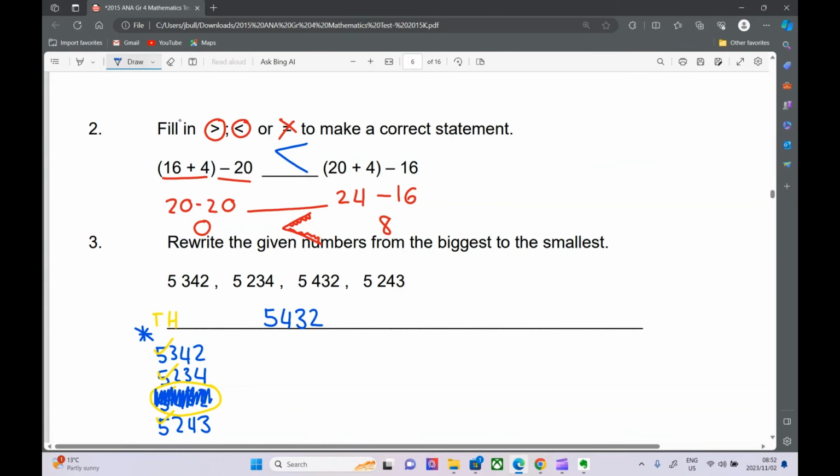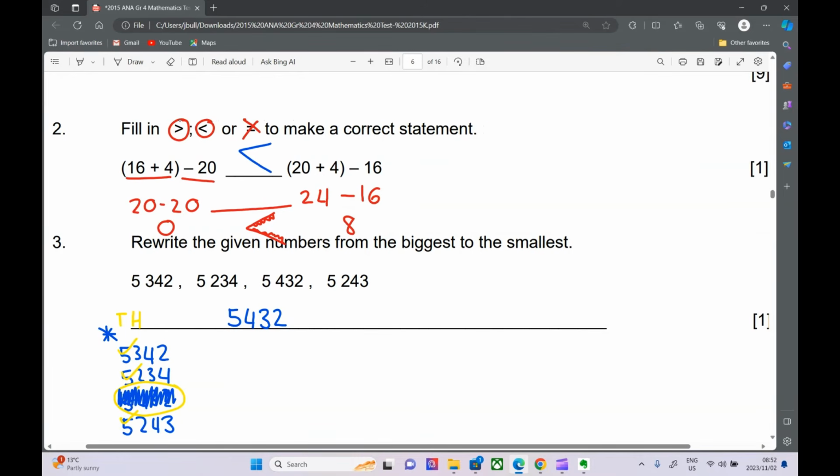What is the next biggest hundred? We've got 300, 200, and a 200. Obviously this 300 is the biggest one.